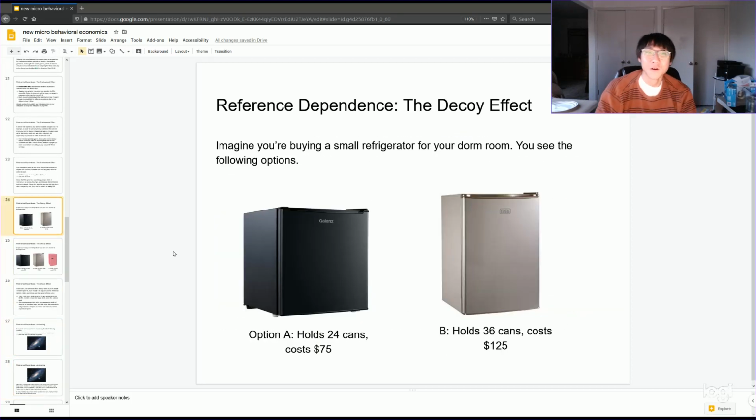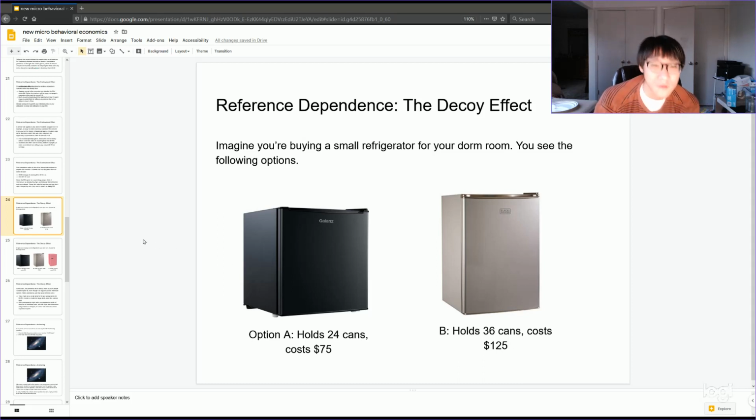We'll go over two more examples. I know it's a lot of different examples, but this is a very widespread phenomenon. So imagine that you're buying a small refrigerator for your room. These small refrigerators, if you look up how much they are online, cost more than you think they do. So for example, have a look at this fridge. Say that this holds 24 cans of your favorite beverage, and this costs 75. And this slightly larger refrigerator holds 150% more, but it also costs 150% more.